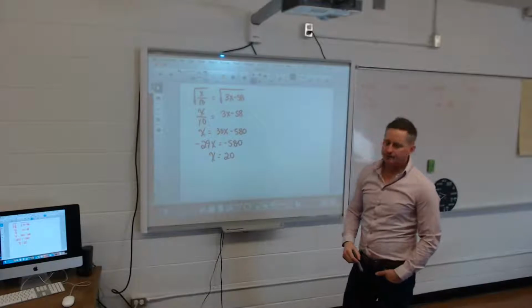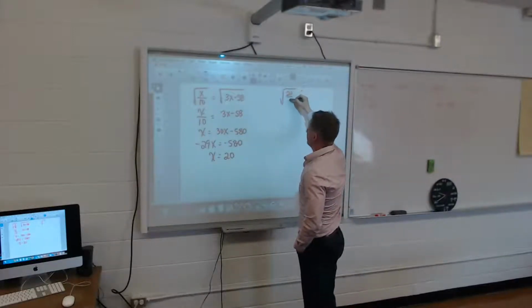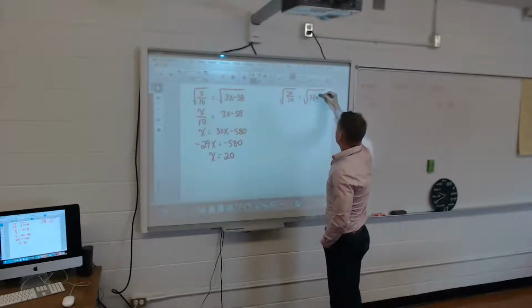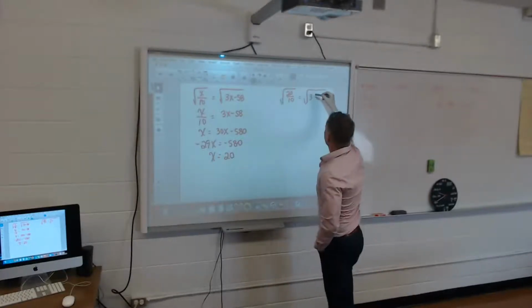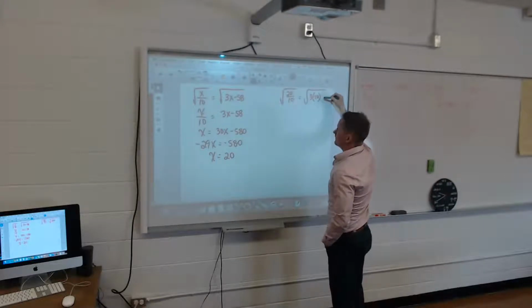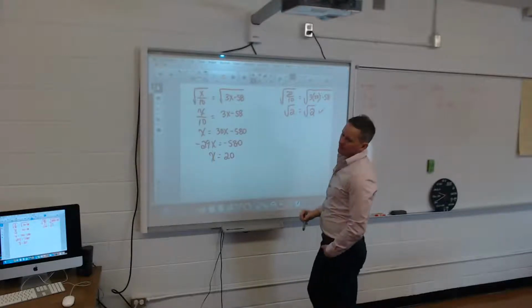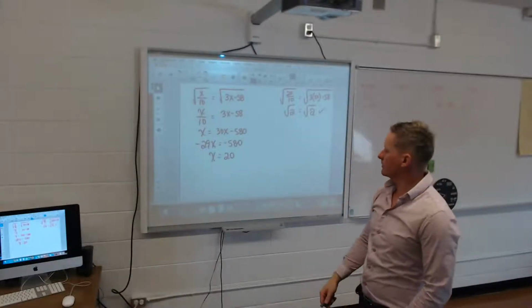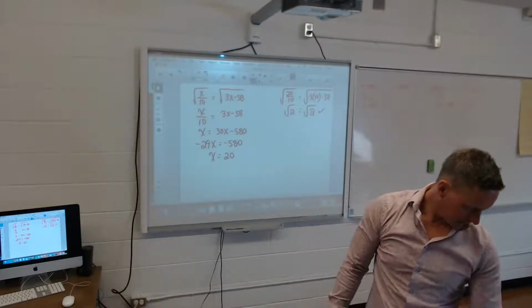Okay, so now I've got to throw it in here to see if I've got the right answer. So I've got 20 over 10 should be equal to the square root of 3 times 20 subtract 58. Not bad. Square root 2, square root 2. Both of them work out. So we know that the correct answer is x equals 20. Okay?